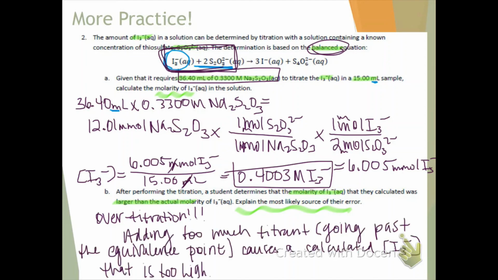So again, over-titrating, which means we're going past the equivalence point, is going to cause that I3- molarity to be too high. If we titrate past the equivalence point, this volume of titrant that we used is going to be too high. That's going to cause our millimoles of sodium thiosulfate that we said we used to be too high. And if that millimoles is too high, our moles of I3- that we calculate is too high, causing our final molarity of I3- to also be too high.